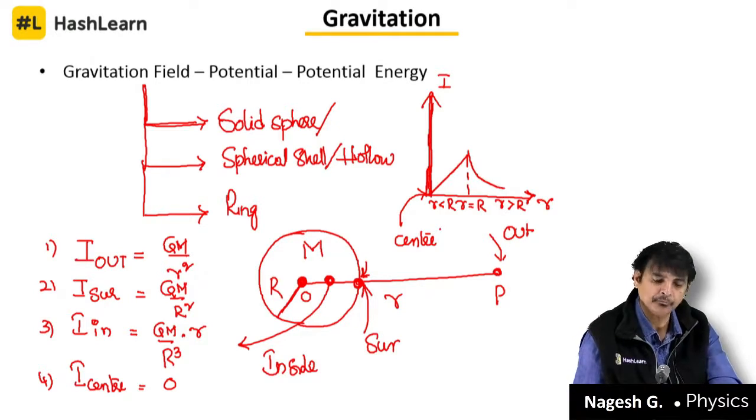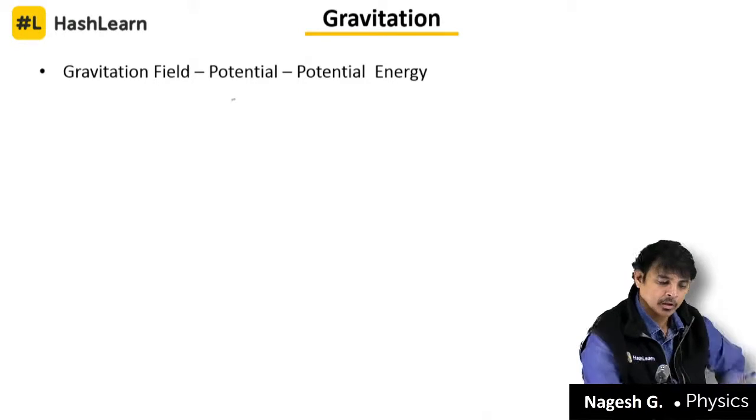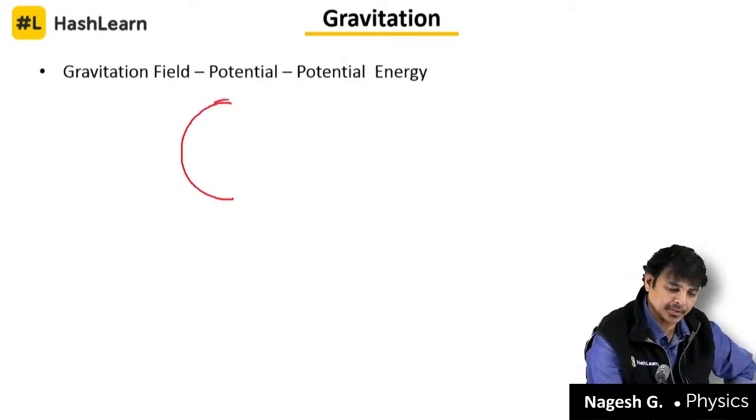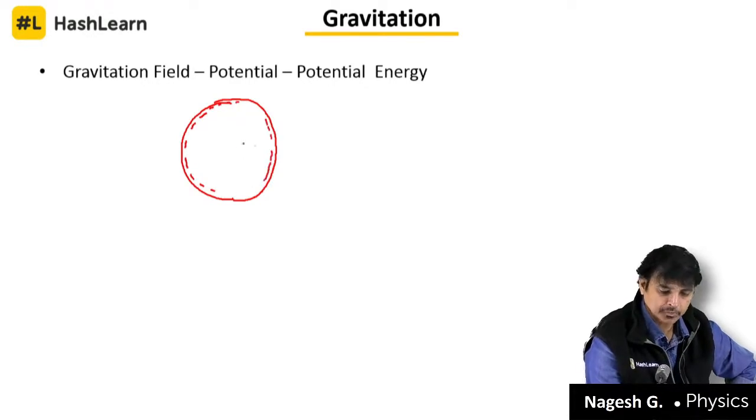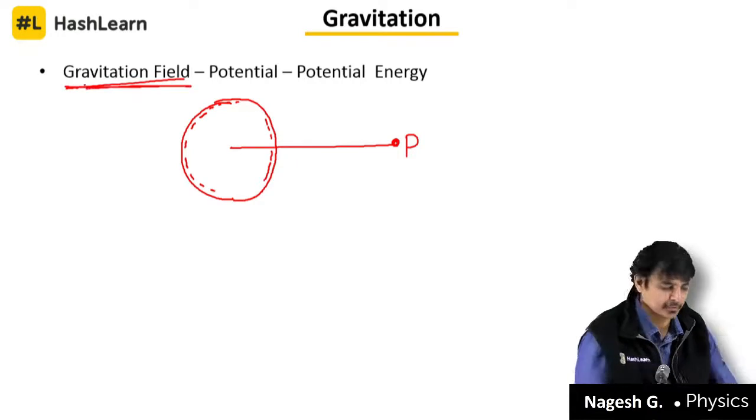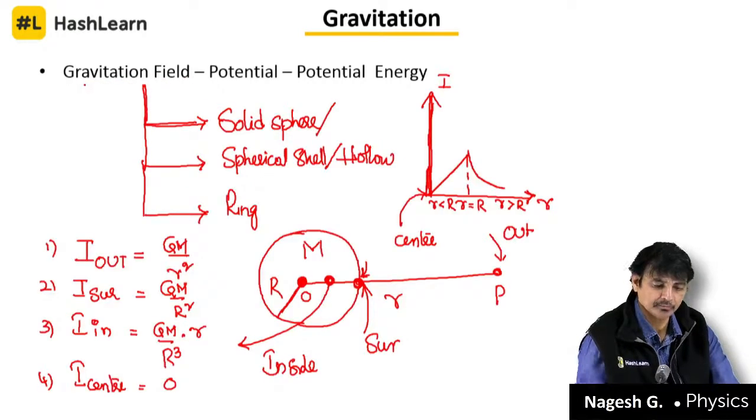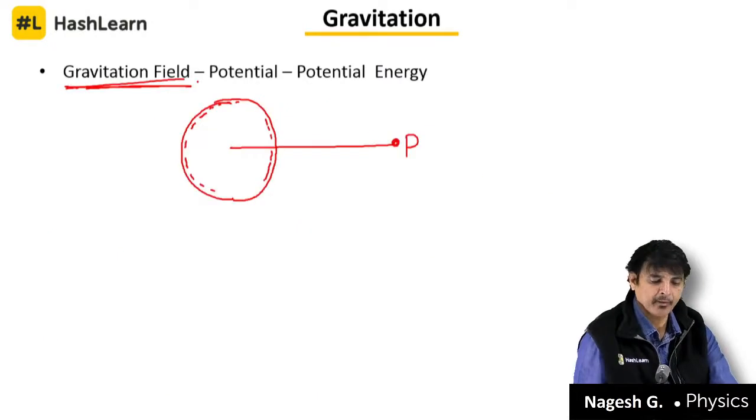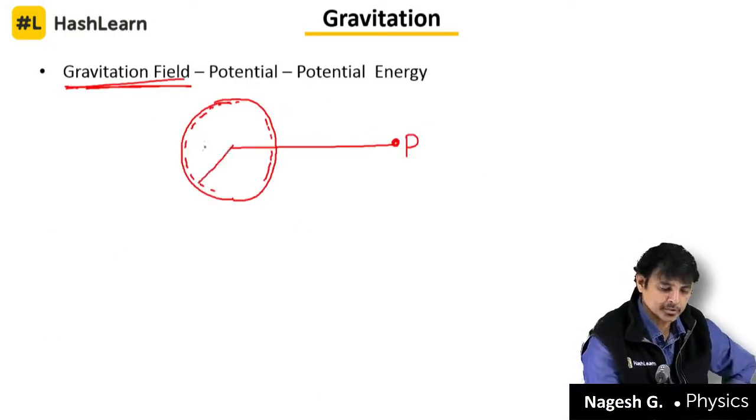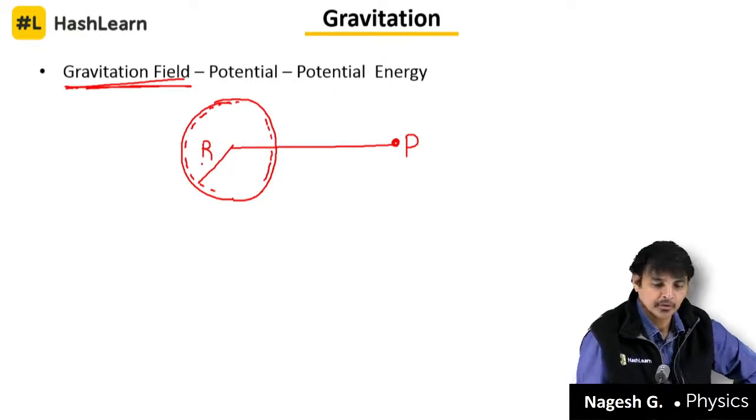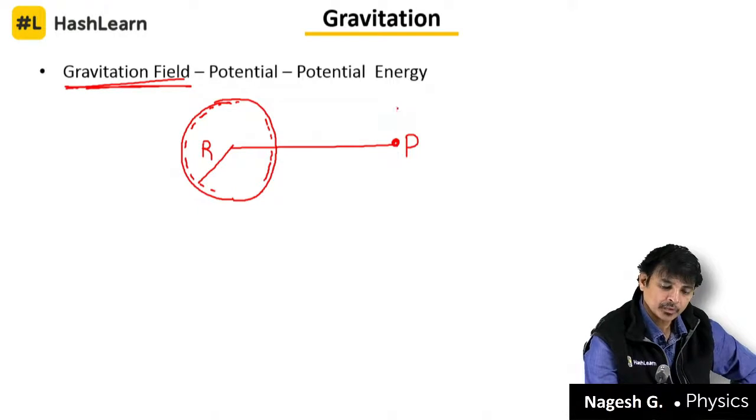Next, hollow sphere or spherical shell means there is no matter inside, it is empty. This will be the figure. Again, we are considering the different points. Our discussion is gravitational field. Here also, gravitational field. So, the radius of that shell will be equal to capital R.